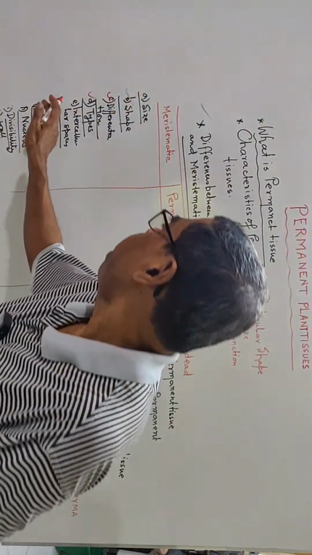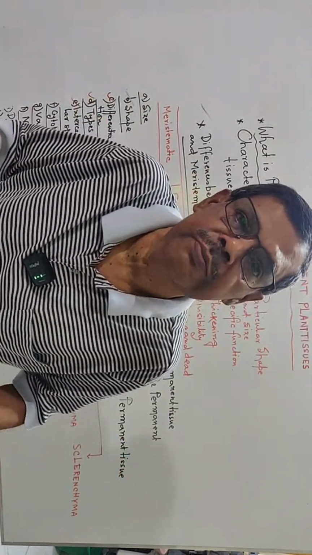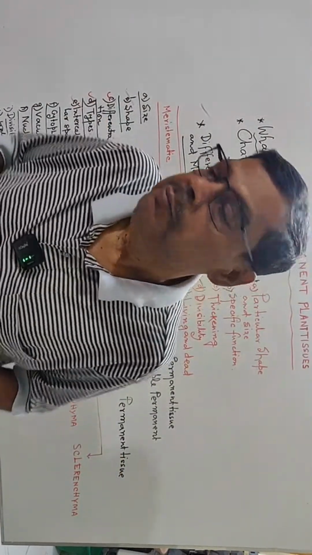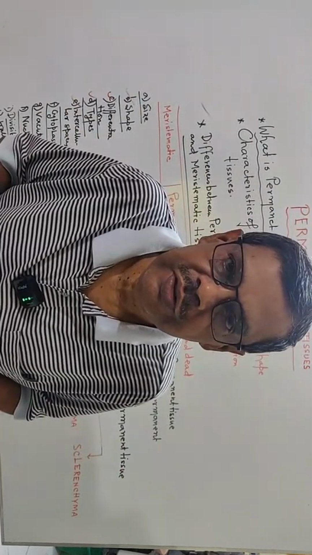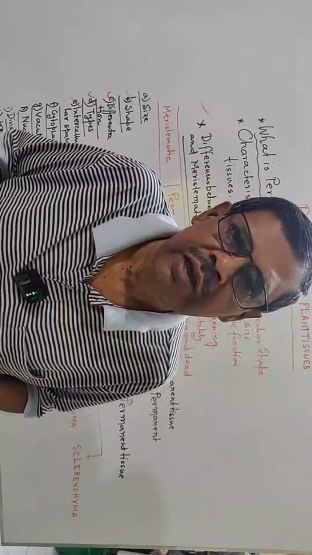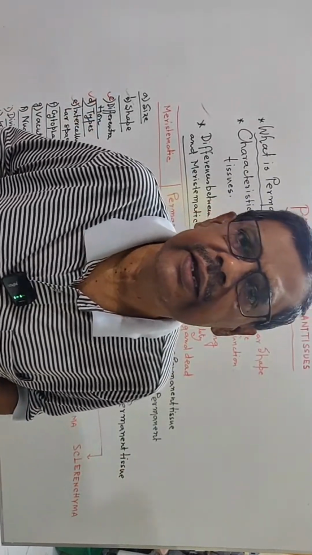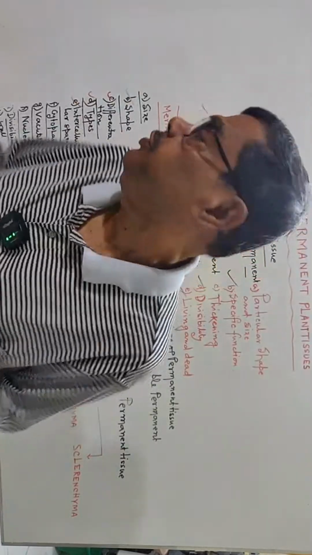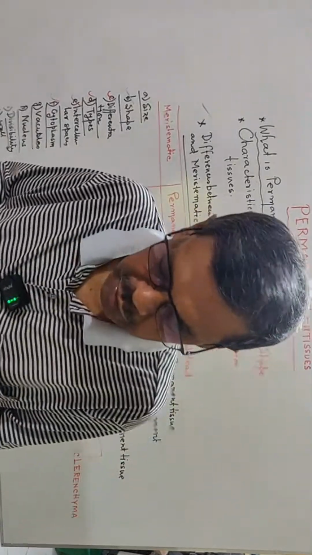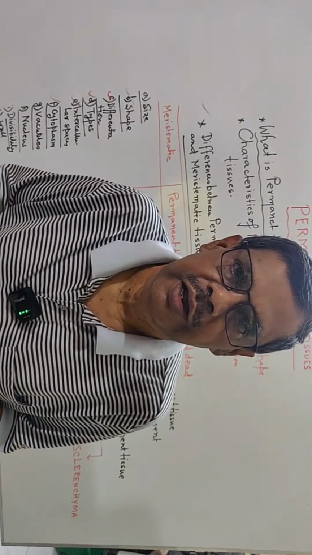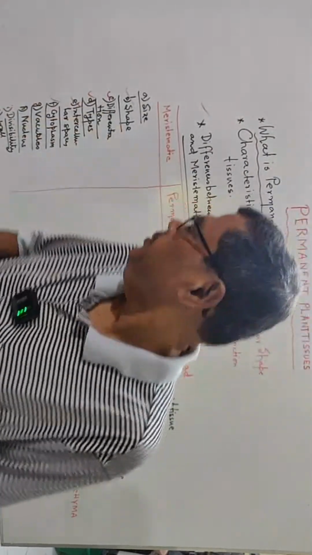Next, intercellular spaces. There are no intercellular spaces in meristematic tissue, but permanent tissue has intercellular spaces. Sometimes intercellular spaces are absent in permanent tissue, but generally they contain intercellular spaces. Next, cytoplasm. In meristematic tissue, dense cytoplasm is present, but in permanent tissue, less dense cytoplasm is present.